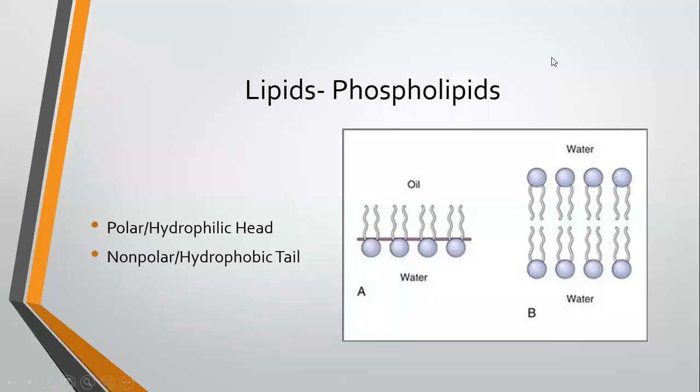So the next type of lipid we'll talk about is the phospholipid. The phospholipid contains a polar head group because it has a phosphate. And the tail is a nonpolar hydrophobic tail because it consists of hydrocarbons. Therefore, if you put a phospholipid in oil, the tail will rotate to the oil. And if you put it in water, the head will face the water.